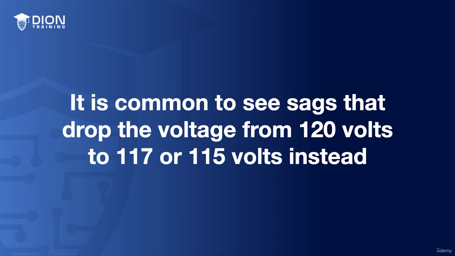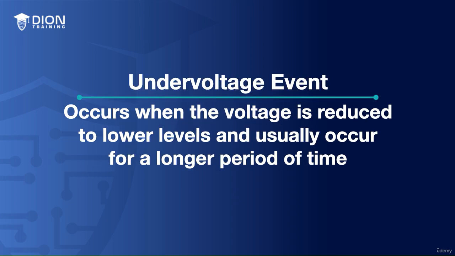But it could damage your hardware components over time, and so again, you want to use something like a line conditioner to bring that voltage back up to the 120 volts that you're expecting to get by your systems. Fourth, we have an undervoltage event.